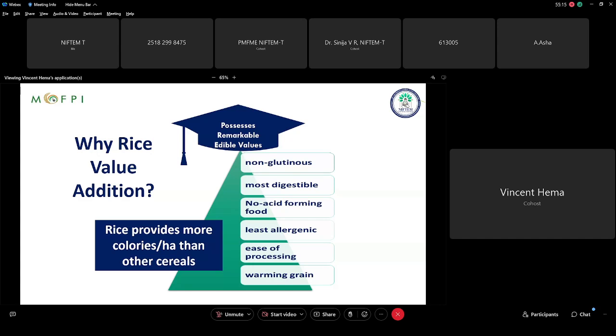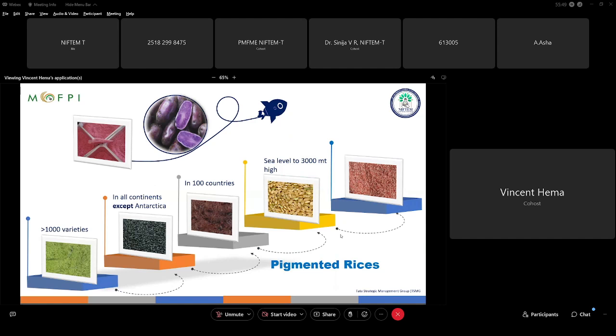It has remarkable edible values compared with other staple grains, such as other fine grains and the coarse grains. So it has important properties. We could say it has the most digestible properties, non-acid forming properties, least allergenic effect and ease of processing. We also consider rice as a warming grain, non-glutinous. So it has remarkable edible values.